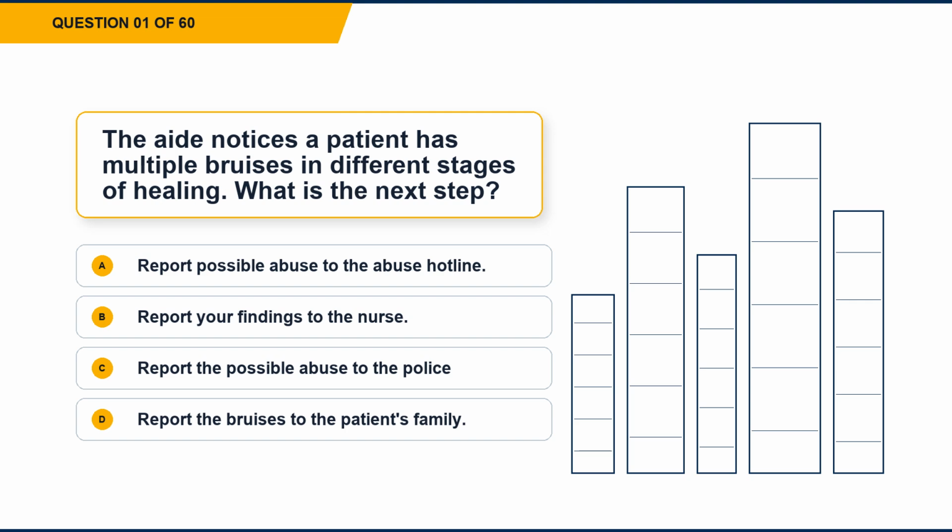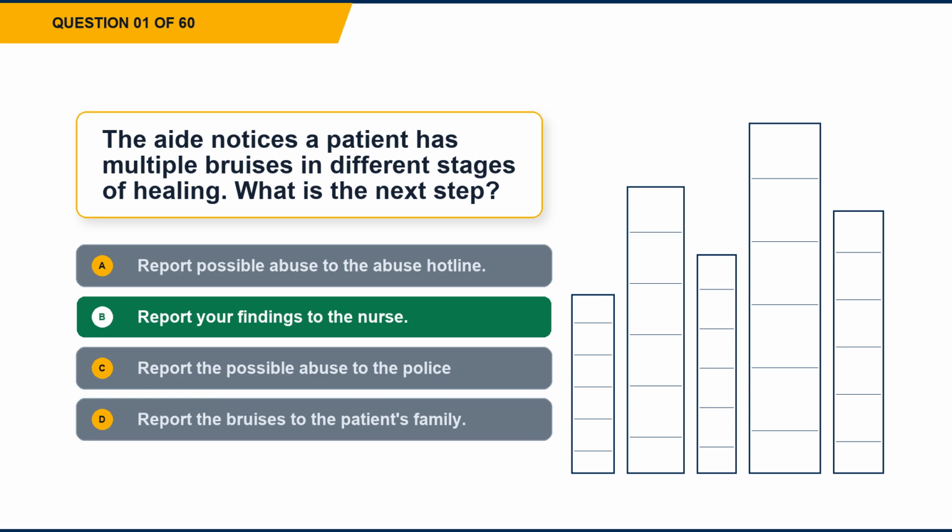Question 1. The aide notices a patient has multiple bruises in different stages of healing. What is the next step? Option A. Report possible abuse to the abuse hotline. Option B. Report your findings to the nurse. Option C. Report the possible abuse to the police. Option D. Report the bruises to the patient's family. The correct answer is option B. Report your findings to the nurse.